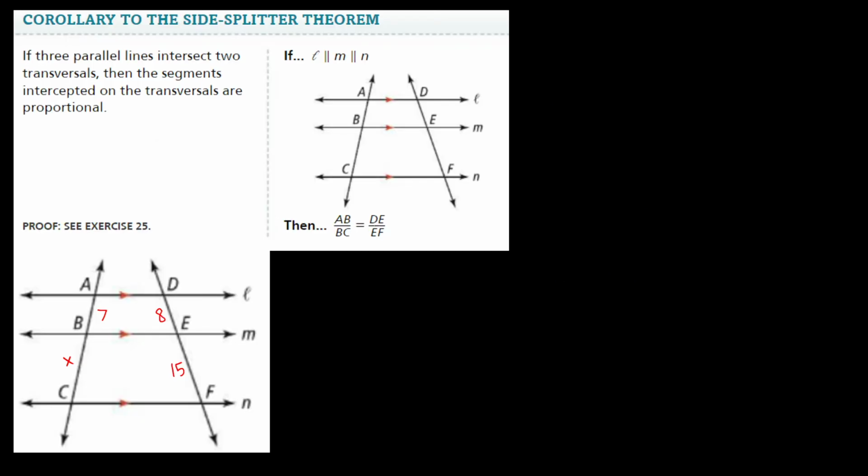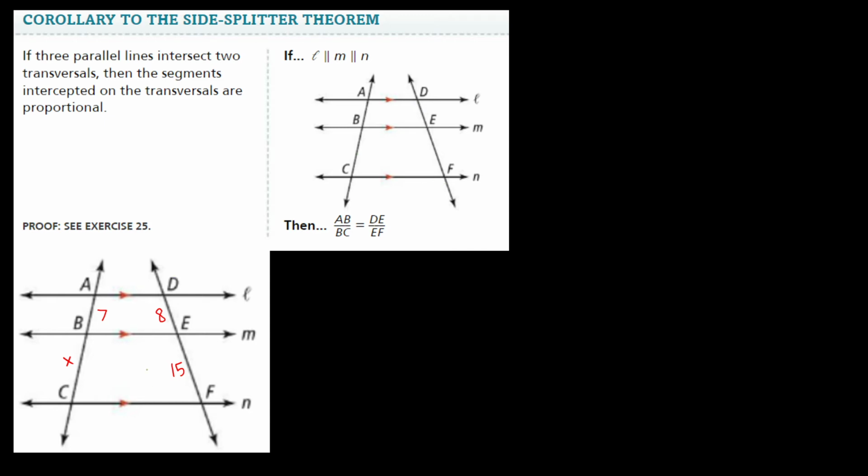In addition to the side splitter theorem, we have its corollary, which says if we have 3 or more parallel lines that intersect 2 transversals, then the segments are proportional. So in the diagram up at the top right here, we know that the ratio of AB to BC is equal to the ratio of DE to EF.